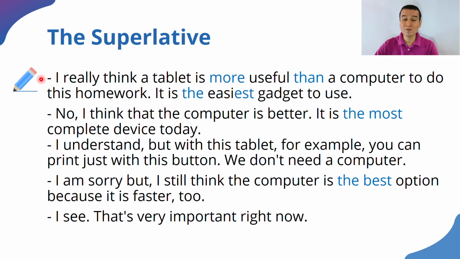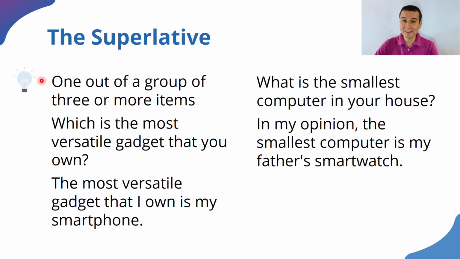And remember now that in this lesson, we talked about the superlative, which helps us talk about one characteristic that one item has and makes it different from a group of three or more objects or things that you're comparing with.